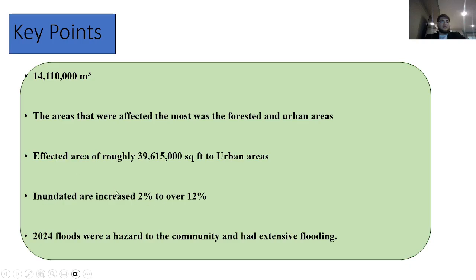And then the inundated areas, whether that was the pre-flood image where it was the river or it became the flooded area, increased from 2 to over 12% of the whole area of interest. And because we double-checked our work, we can see that the 2024 floods were a hazard to the community, and there was extensive flooding by the Clay County standards.